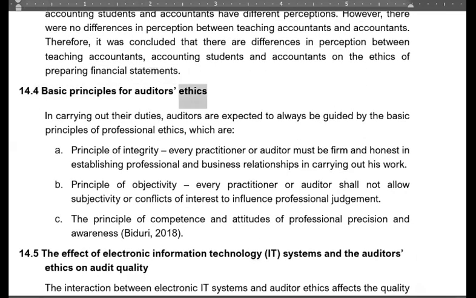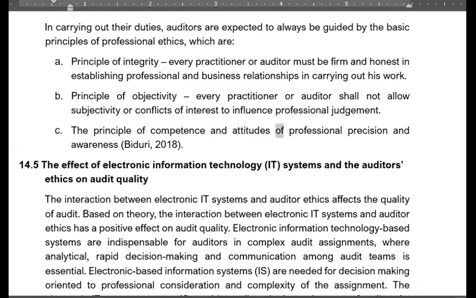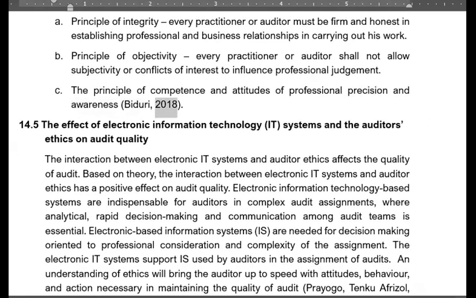14.4 Basic Principles for Auditors' Ethics. In carrying out their duties, auditors are expected to always be guided by the basic principles of professional ethics, which are: Principle of Integrity: every practitioner or auditor must be firm and honest in establishing professional and business relationships in carrying out his work. Principle of objectivity: every practitioner or auditor shall not allow subjectivity or conflicts of interest to influence professional judgment. The principle of competence and attitudes of professional precision and awareness, Biduri, 2018.